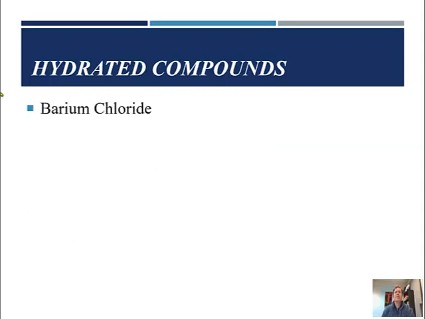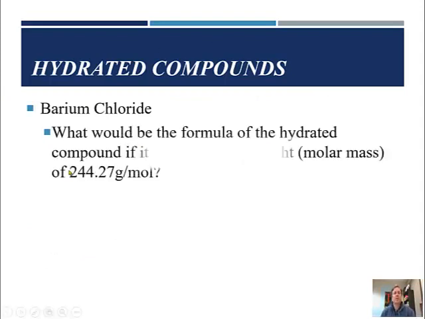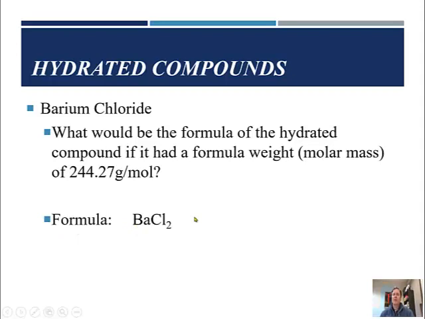Okay, let's say we have barium chloride. The formula for barium chloride, plus 2 minus 1, so it's BaCl2. The question you could ask would be something like this. What would be the formula of the hydrated compound if it had a formula weight, molar mass, of 244.27? This is the hydrated. So it's barium chloride dot some water. And that's what we're trying to figure out, is how many waters go in front of them.